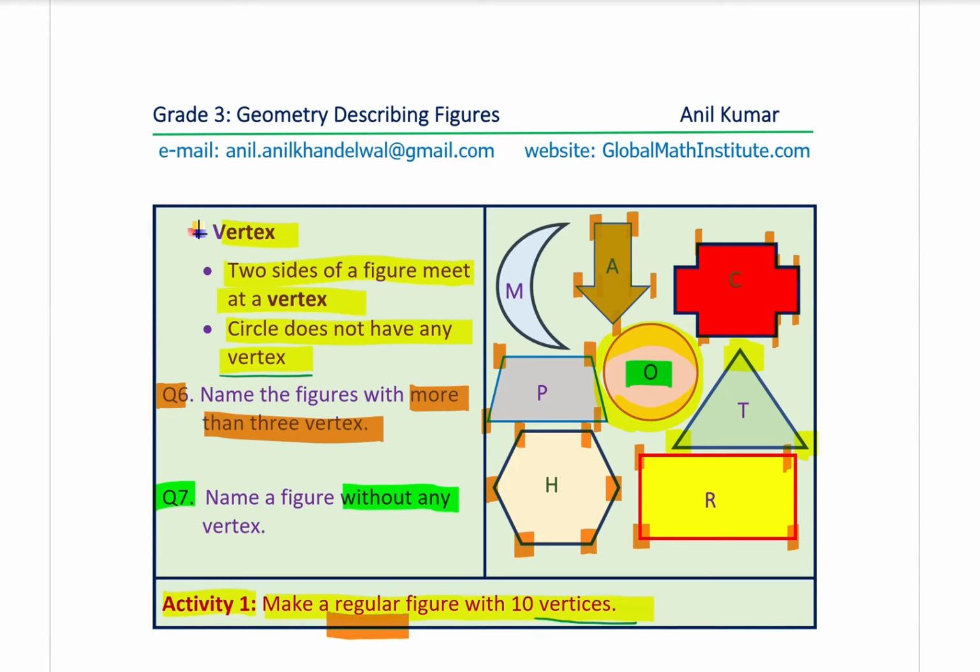Regular means all equal sides. So we call it a regular decagon. Okay, so let me give you the name of this figure. It's called regular decagon. Okay, so that is your assignment number 1. You should do this assignment after the video, and you can always post this assignment on my email. I can always check what you've done. And if you have doubts, I can answer your questions also.